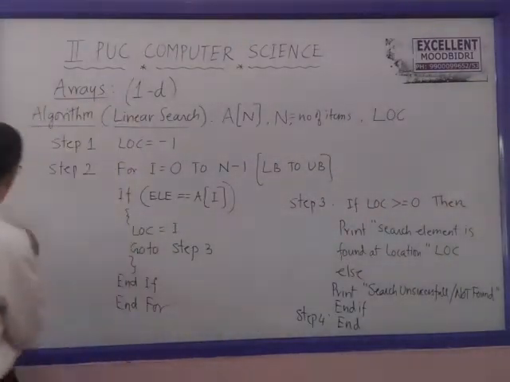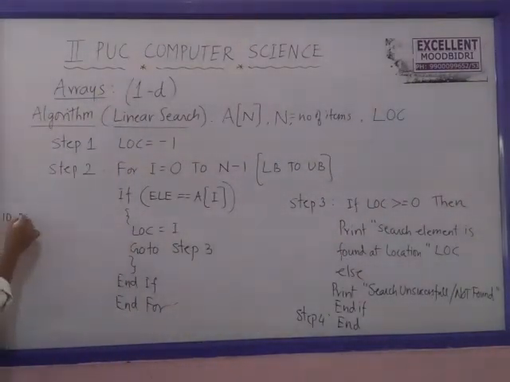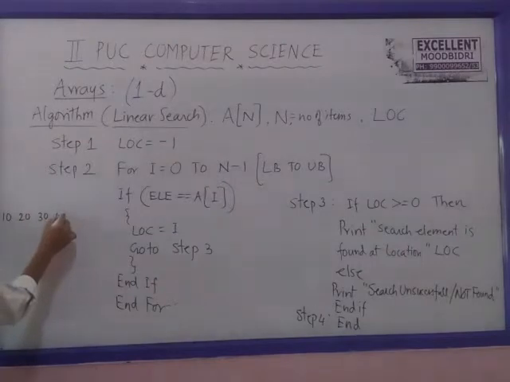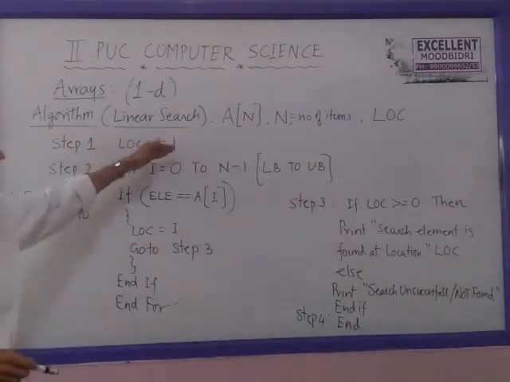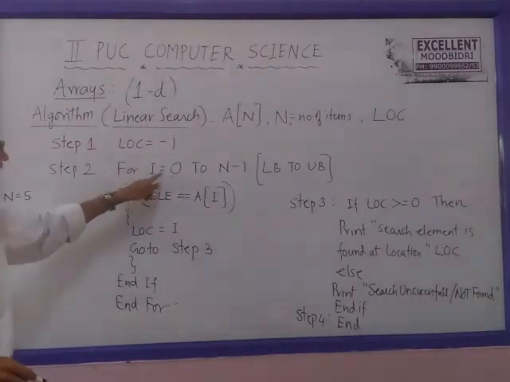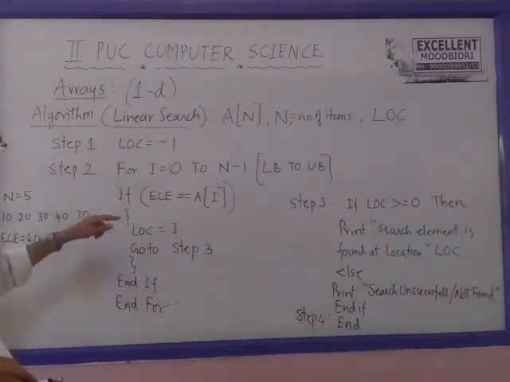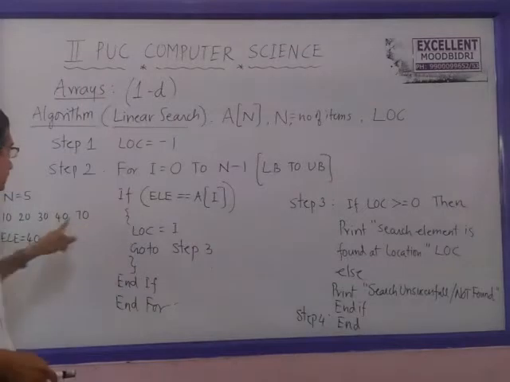the items will be 10, 20, 30, 40 and 70. These are the 5 items, n is 5 and the search element is equal to suppose 40. Search element is 40. If you trace this, location is initially -1. Then for I is equal to 0 to n minus 1. 0, first index.